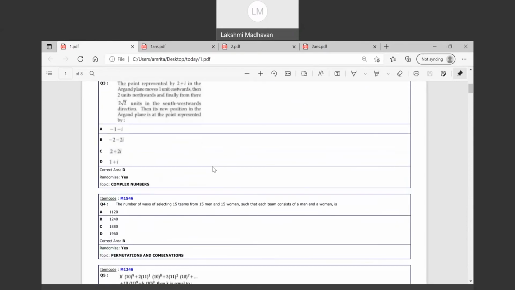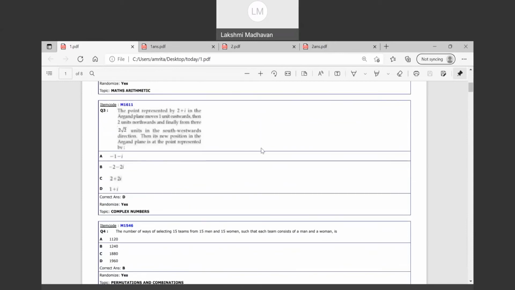Now moving on to the next question. That is question number 3. This is a really interesting question. So the point which is represented by 2 plus i, this is given in the question. We have a point which is represented by 2 plus i in the Argand plane.